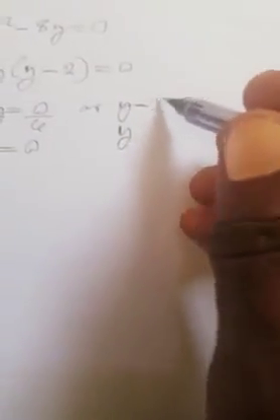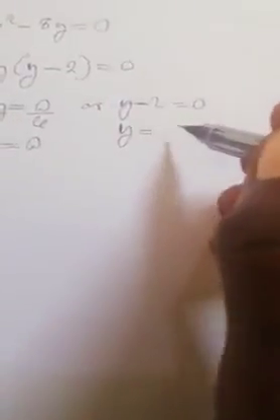So since we've done this, I'll say my 4y is equal to 0, or y minus 2 is equal to 0. In that case, we divide both sides by 4, so I have y is equal to 0. And here, like terms, negative 2 to this side will be positive 2, so y is equal to 2. Then you are done, you have solved for y.